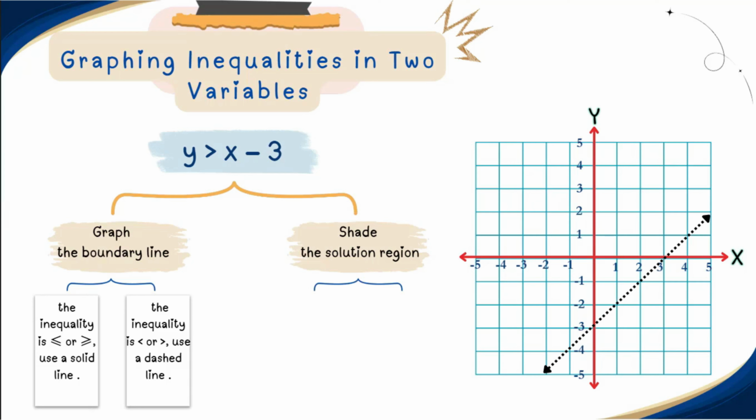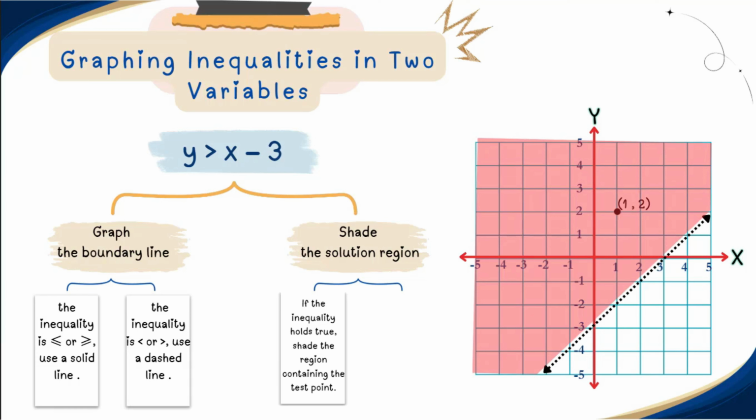We have two regions, the region above the line and the region below the line. To shade it, you should use a test point to check which one satisfies the inequality. For example, let's use the point (1, 2). If this point satisfies the inequality, then we shade that part.